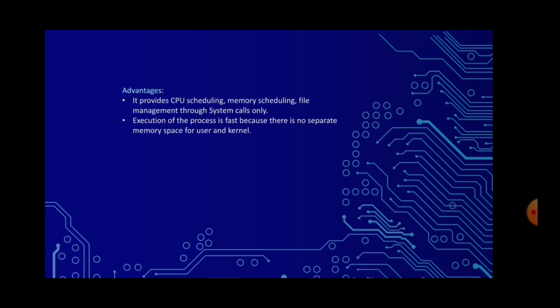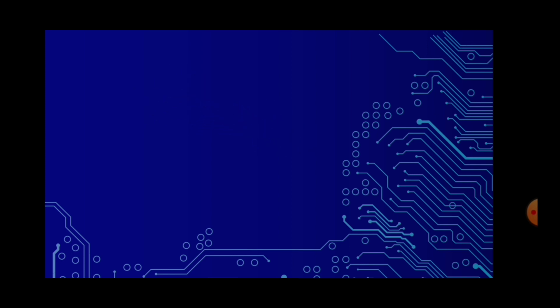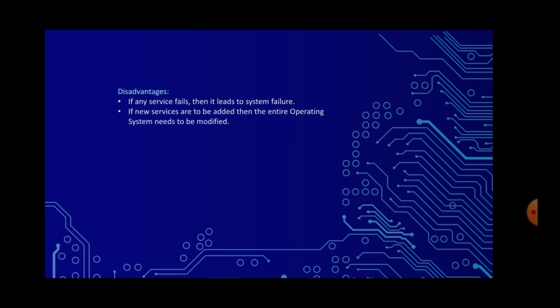Advantages: it provides CPU scheduling, memory management, and file management through system calls only. Execution of the process is fast because there is no separate memory space for user and kernel. Disadvantages: if any service fails, then it leads to system failure. If new services are to be added, then the entire operating system needs to be modified.